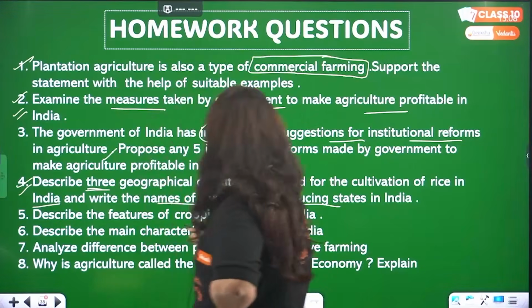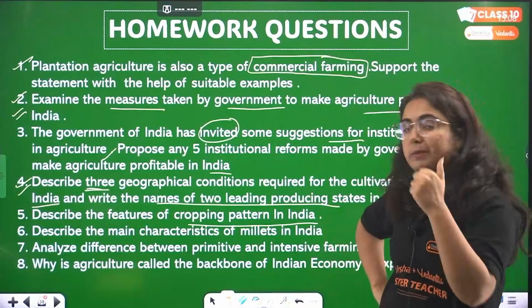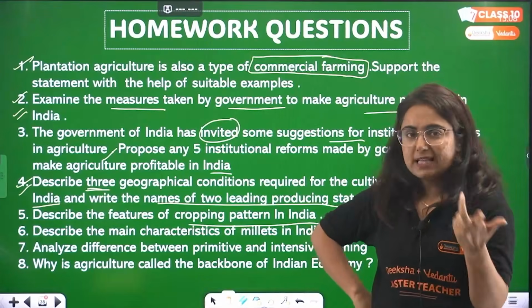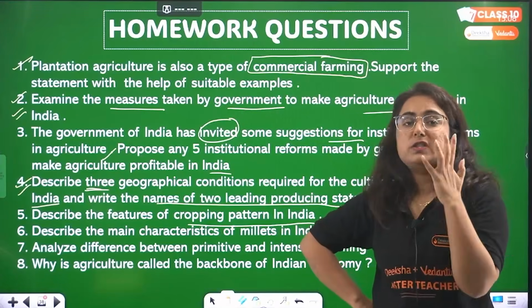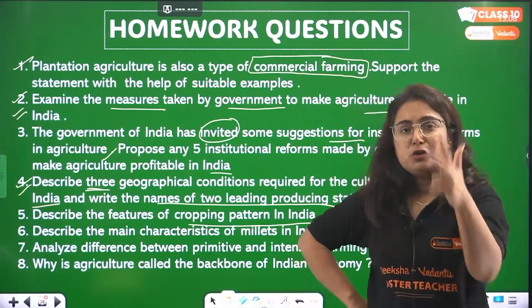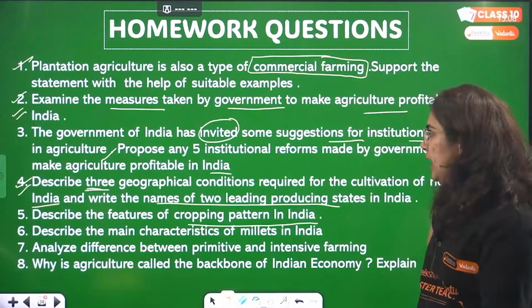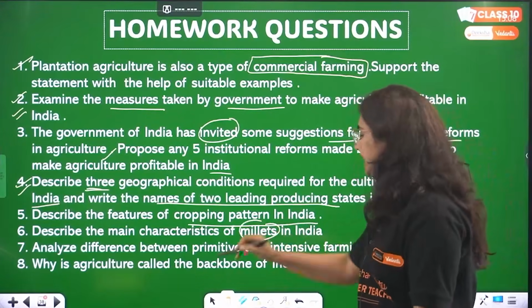Okay, describe the features of cropping patterns in India. This you have to do. We have 3 cropping patterns, beta: Rabi, Kharif, and Zaid. Okay? All the features will include when it is grown, when it is harvested, what are the crops grown. 2 points from each of them can give you how many marks? 5 marks for sure.